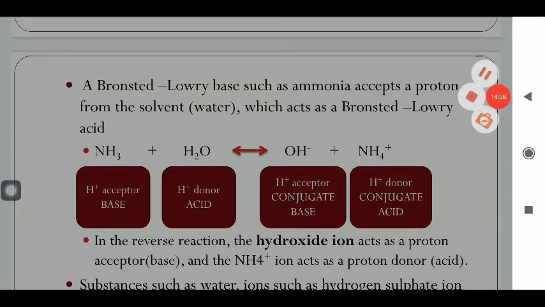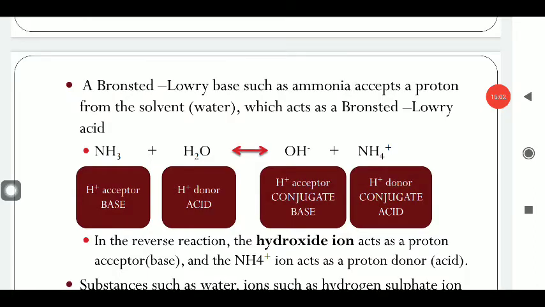Now I am taking one more example. This ammonia and this water, these two compounds combine to form ammonium hydroxide, which later dissociates to form the OH negative and this ammonium ion. So this water and OH negative differ only by the proton. So these together are known as a conjugate acid base pair, and this ammonia and ammonium ion also differ by the H positive ion. So they are also counted as an acid base pair together.